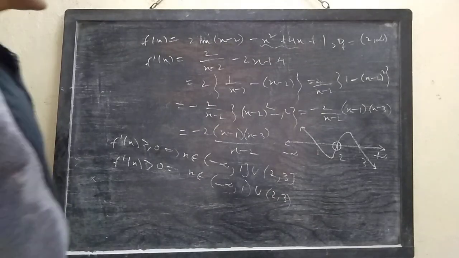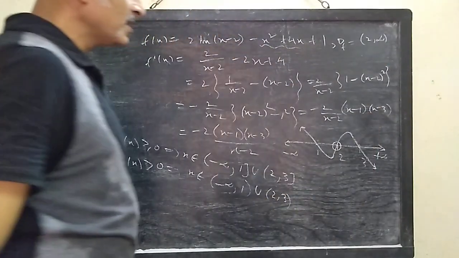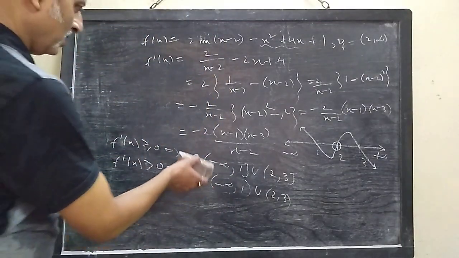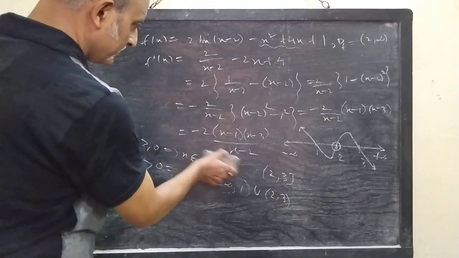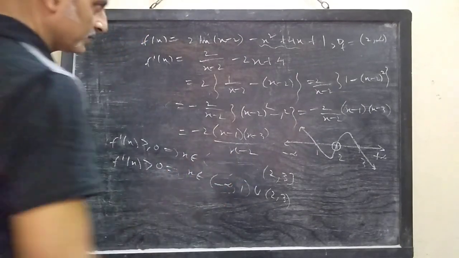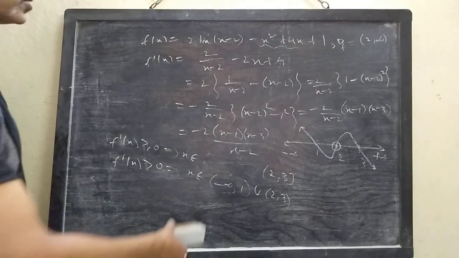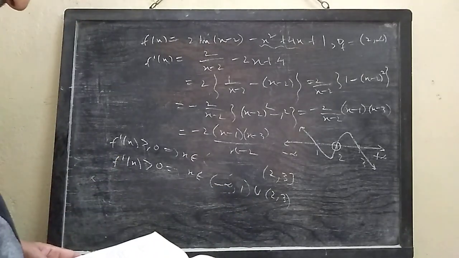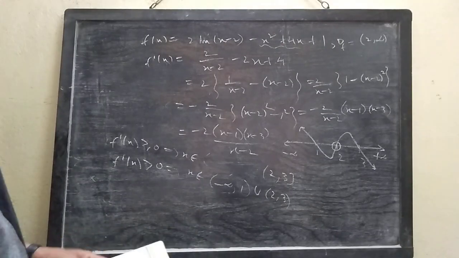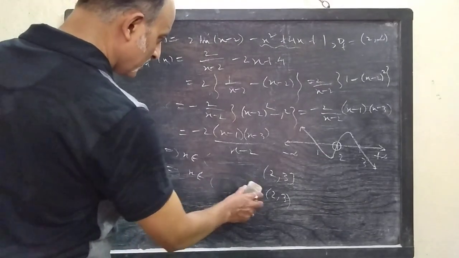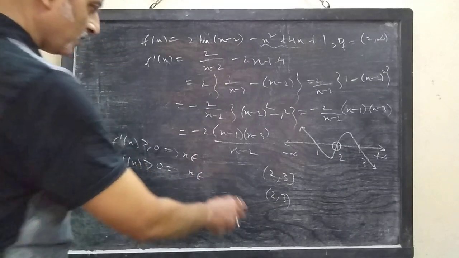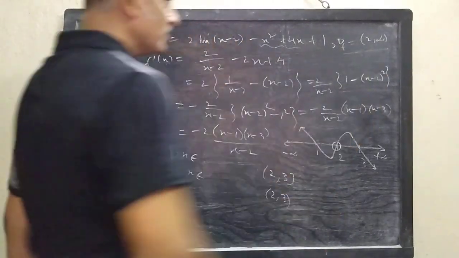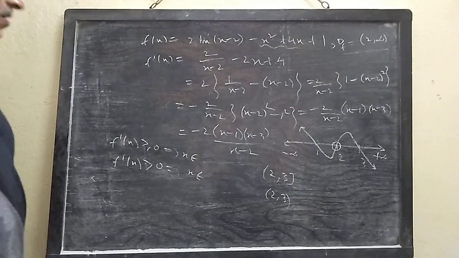But look here, the domain of definition is 2 to infinity. So this part will have no meaning here. So your answer will be this: open 2 to 3 closed for increasing function, and for strictly increasing function it will be open 2 comma 3. That's why it is necessary to consult the domain of definition.